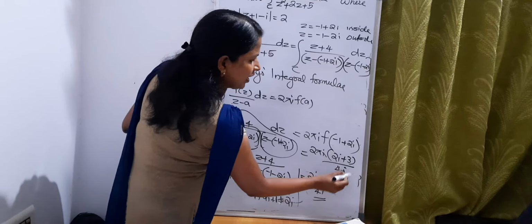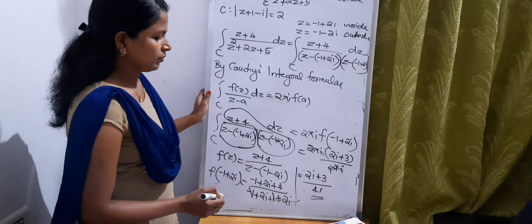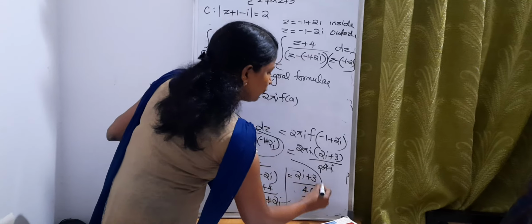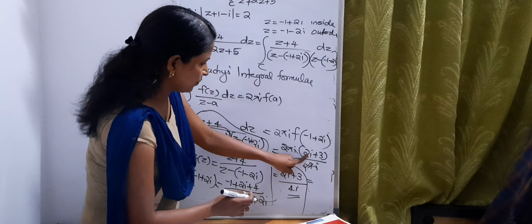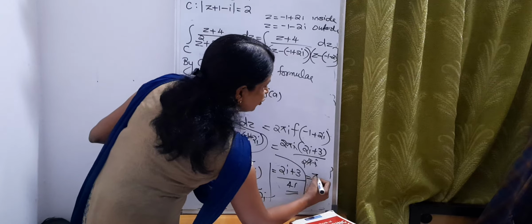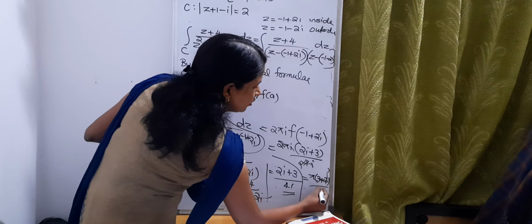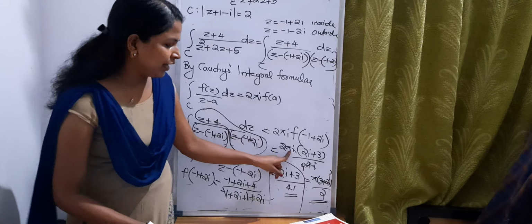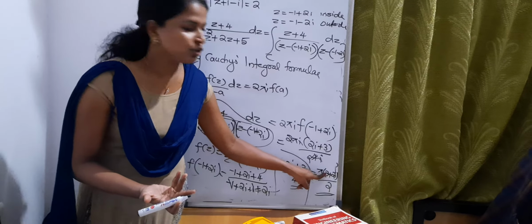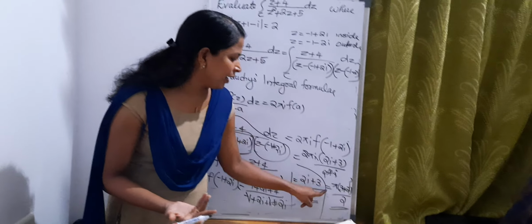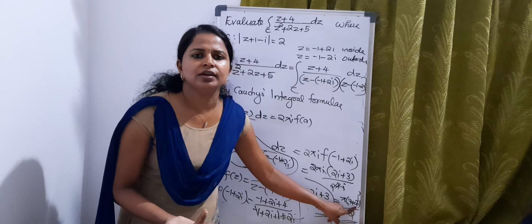I and i get cancelled. 2 by, here 2, we get 2. That is, the final answer is pi into 2i plus 3. That is pi into 3 plus 2i by 2. Pi into 2i plus 3 is 3 plus 2i. Same, first we write the real part. So we write 3 plus 2i by the denominator 2. Final answer is pi by 2 into 3 plus 2i.